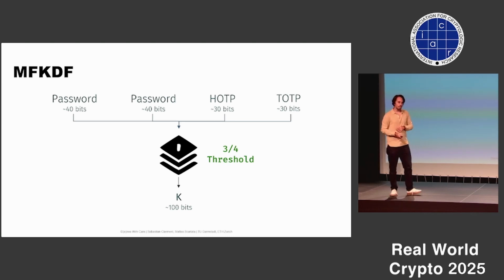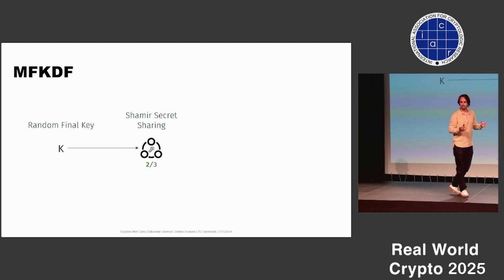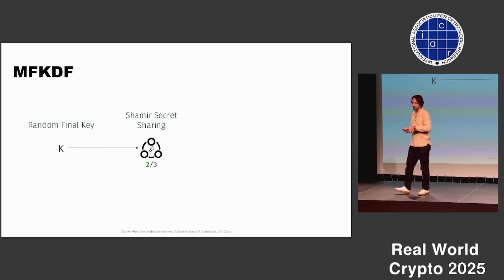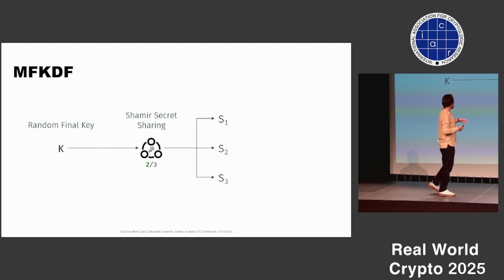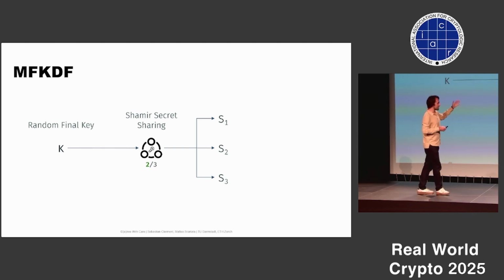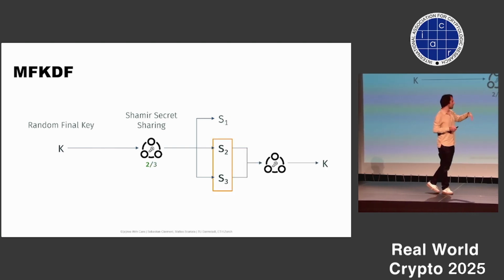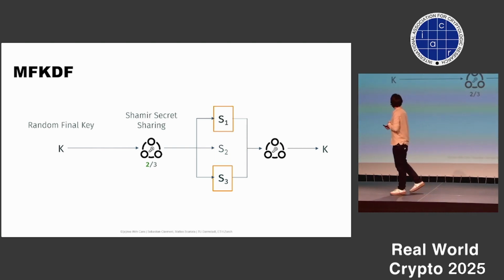How does MFKDF do this? Well, they start by sampling a random final key, and then they secret share it in n shares. So in this case, now I switch to 2 out of 3 shares just to make things fit in a slide nicely. So now we have 3 shares, and if you haven't heard about Shamir secret sharing before, what this gives you is that you can pick any 2 of these shares and rederive the key. Okay, so any combination of the shares will give you back the key.